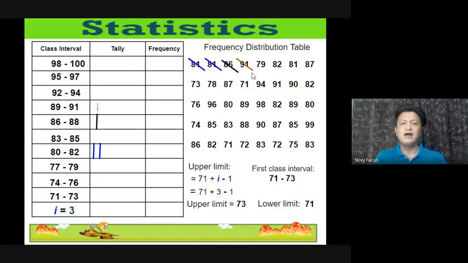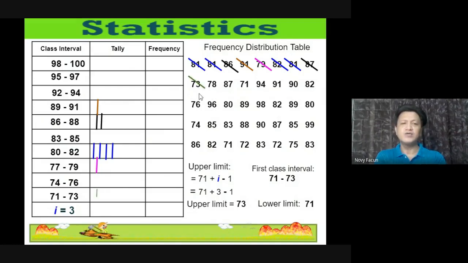91. Okay, nandun siya sa 89 to 91. 79 naman ay nandun sa between 77 to 79. 82, that is between 80 to 82. And 81 naman nasa, saan makikita yon? That is 80 to 82. And then for 87, makikita yan doon sa between 86 to 88. And so on and so forth. So, kailangan organize ka dyan.